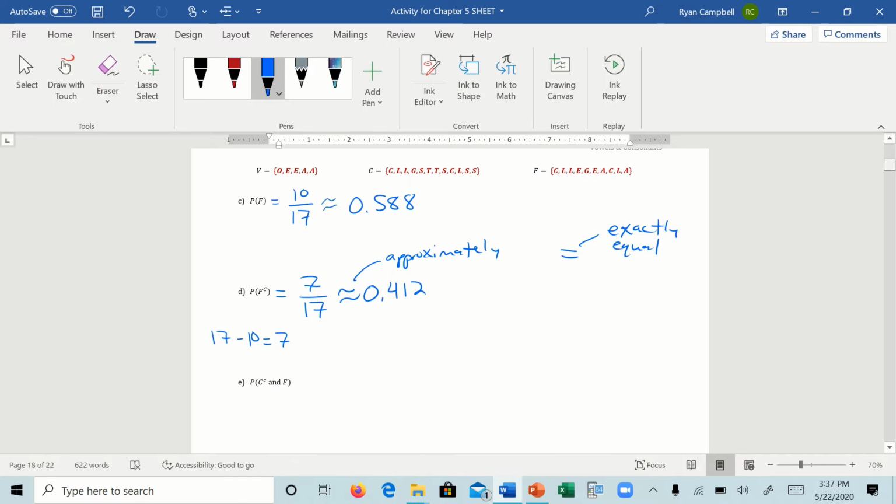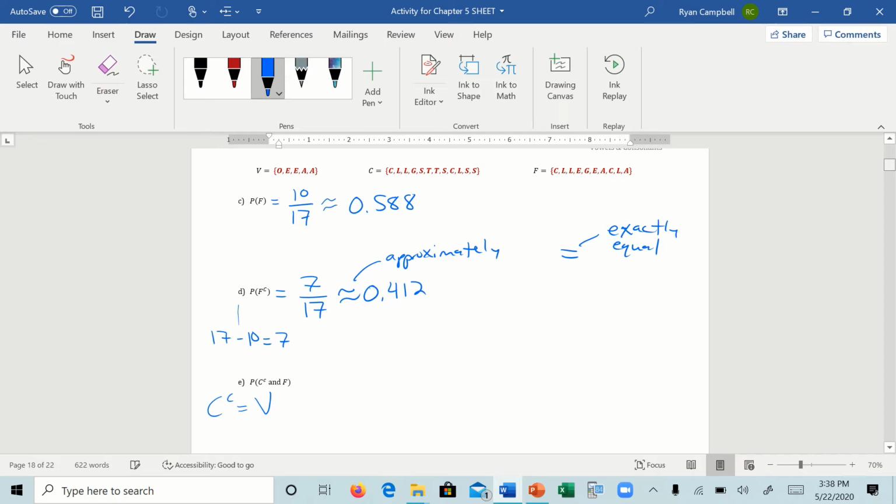All right. So now let's look at the complement of C and F. What's the probability of the complement of C and F? So C meant the consonants. If it's not a consonant, what is it? Hopefully you know that if it's not a consonant, it's going to be a vowel. So the complement of C is just whatever V is, right? The vowels.